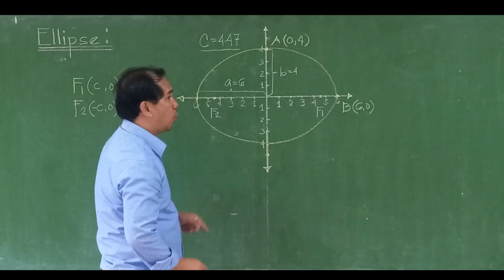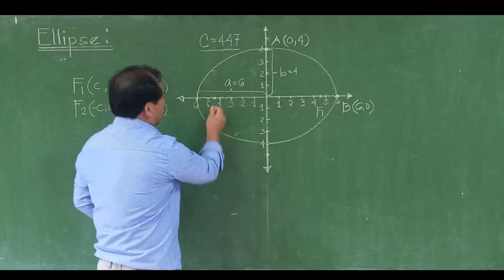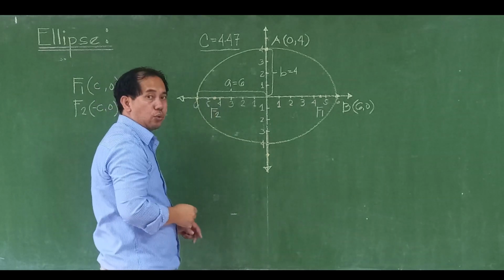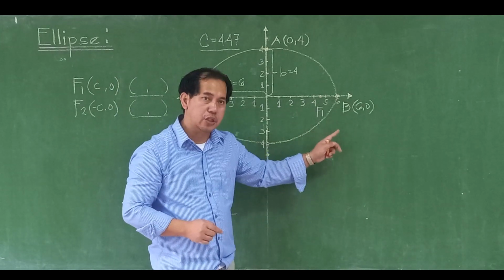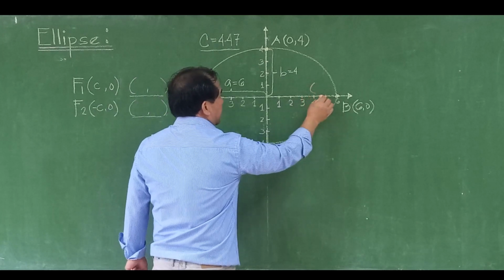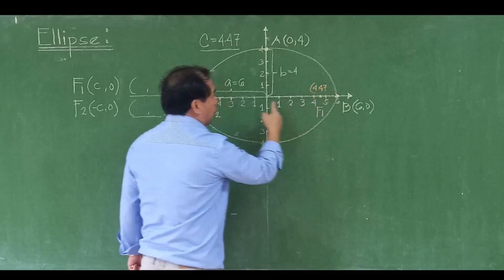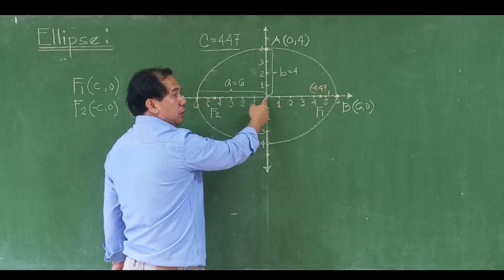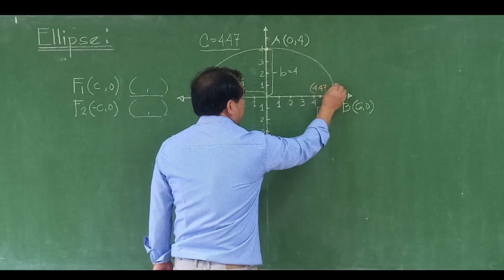The same is true when we look for focus 2, which is located at the left side. We might as well consider this one as our focus 2. So, focus 2. Now, what are the coordinates of our focus 1? We have a coordinate here that is 4.47 as our x, which is this measure, and that corresponds to the center of the ellipse, so y is 0.